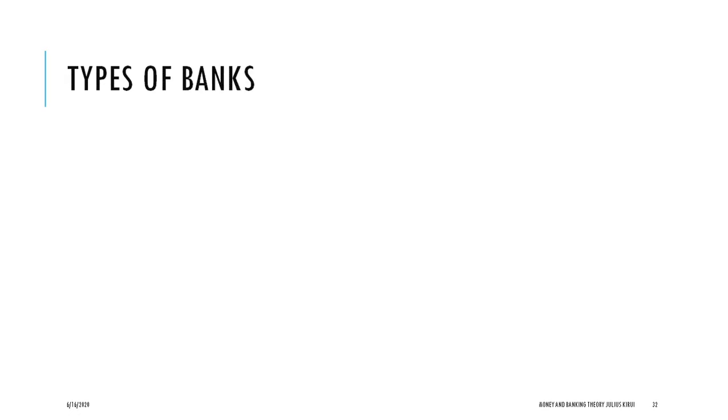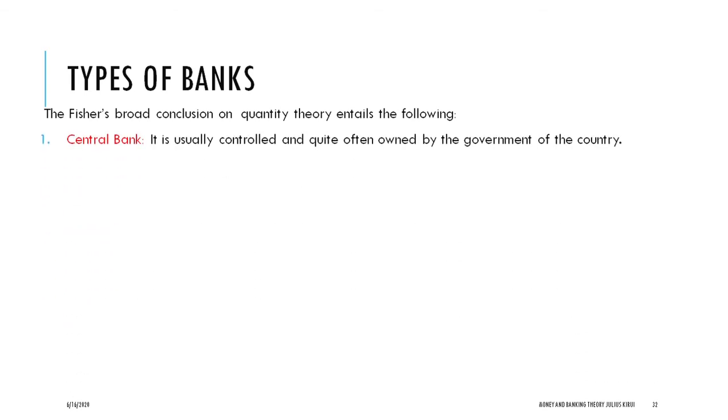Types of banks. So we look at the types of bank. The following are the types of bank. One, we have the central bank. It is usually controlled and quite often owned by the government of a country. So every country must have an apex bank, which is called the central bank.